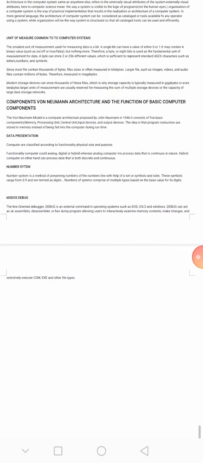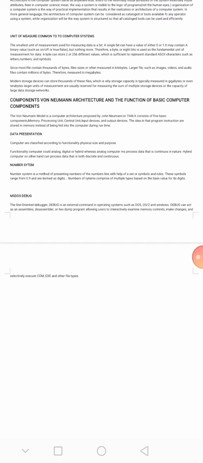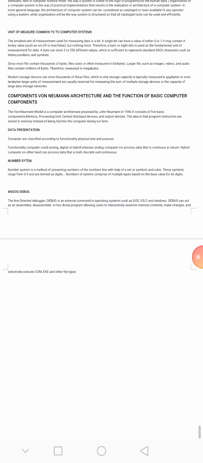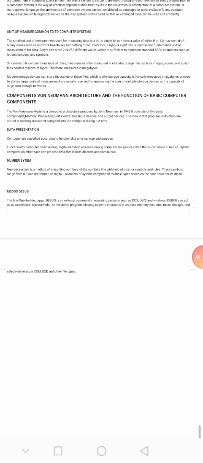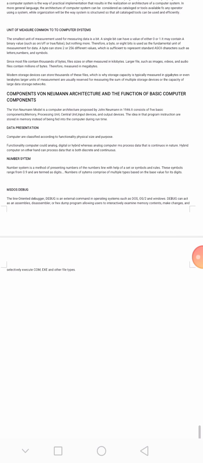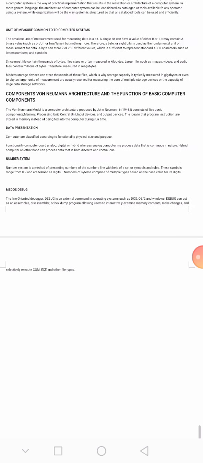MS-DOS Debug, the line-oriented debugger. Debug is an external command in operating systems such as DOS, OS/2, and Windows. Debug can act as an assembler, disassembler, or hex dump program, allowing users to interactively examine memory contents, make changes, and selectively execute COM or EXE and other file types.